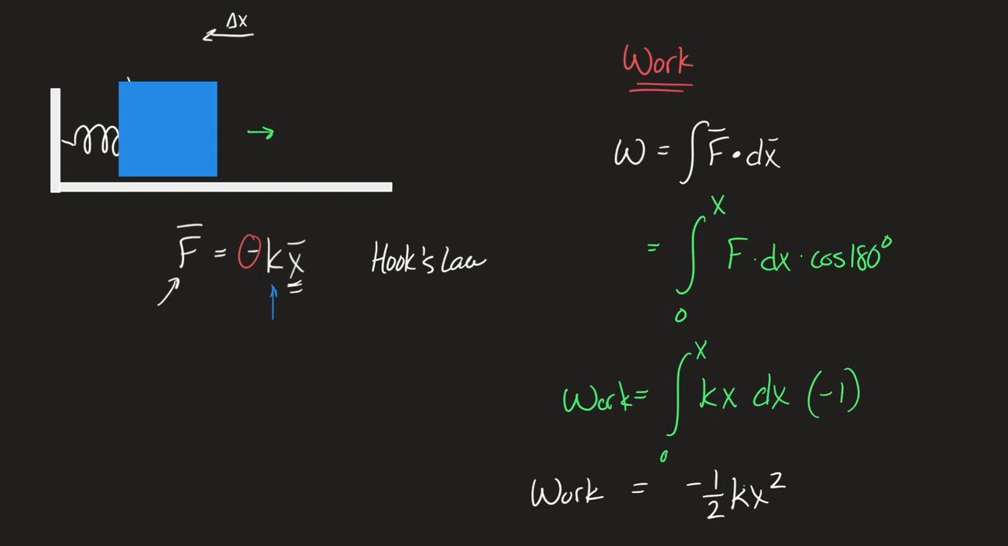We're not talking about the work done by that force. We're talking about the work done by the spring, because this is a conservative force. And now, because I can define the change in potential energy of the spring-box system as minus the work done by the force of the spring, I can define elastic potential energy as 1/2 kx squared.